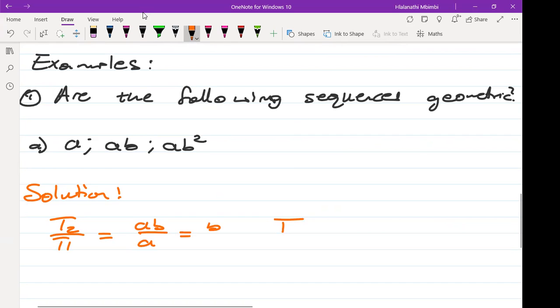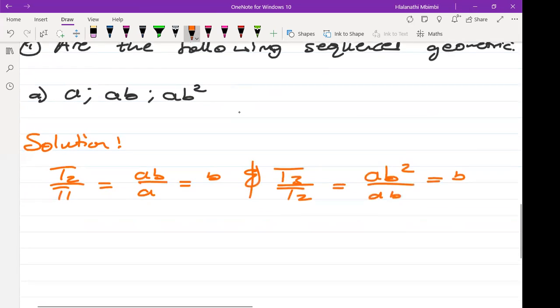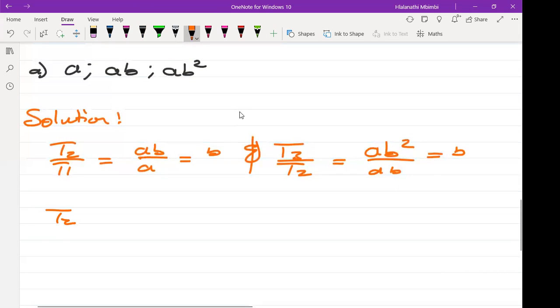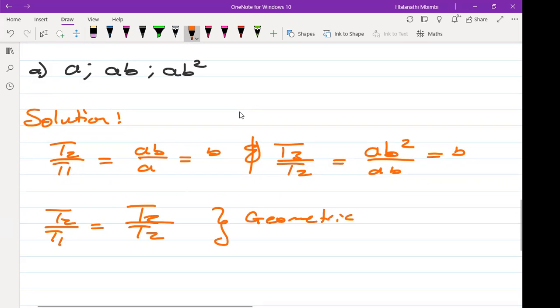And also talking about T3 divided by T2, and that would be AB squared divided by AB. And that's also going to be equal to B. So it's very clear that for this case, T2 divided by T1 is equal to T3 divided by T2. So it is geometric. Why is it geometric? Because we have a constant ratio.